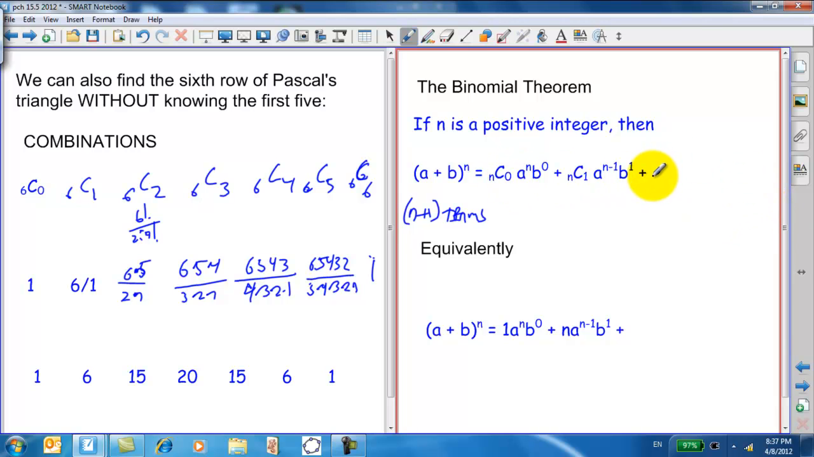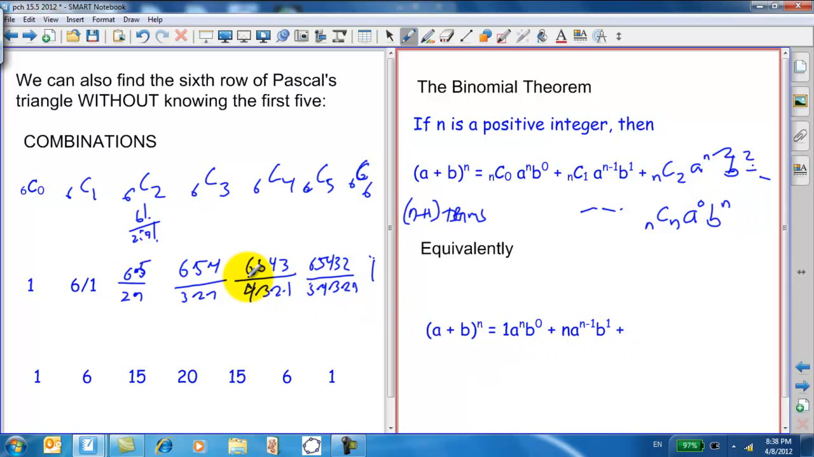So let's do the next term. You'll get nC2, a^(n-2), b^2. And this will go on for a long time. And finally, our last term is going to be nCn, a^0. The a will disappear, and b will be up to the n power.